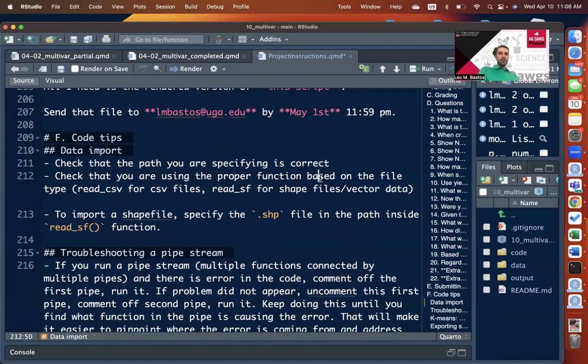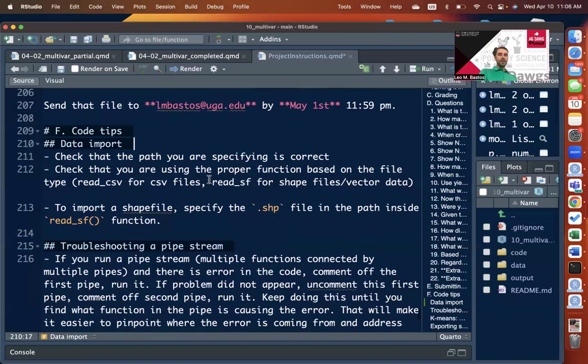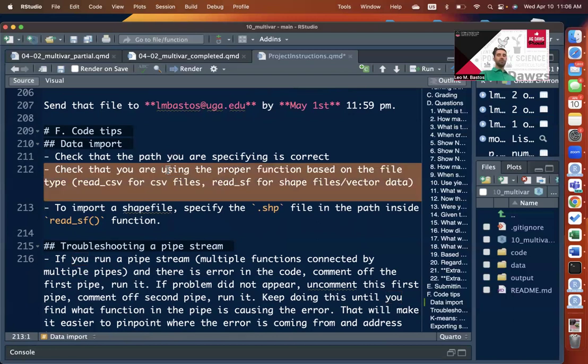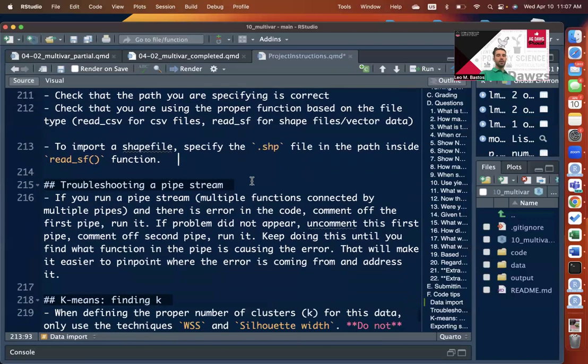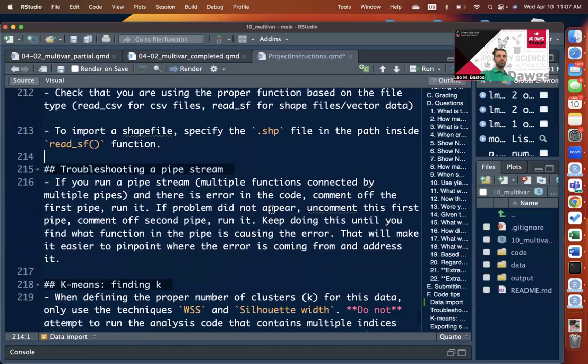If you're running into problems and it's data importing related, check that the path you're specifying is correct. Check that you're using the proper function depending on the file type. So if you're bringing a CSV, you want to use read_csv. If it is a shapefile or vector geospatial data, you want to use read_sf and so on. If you're importing a shapefile, you want to specify the .shp file of all those.